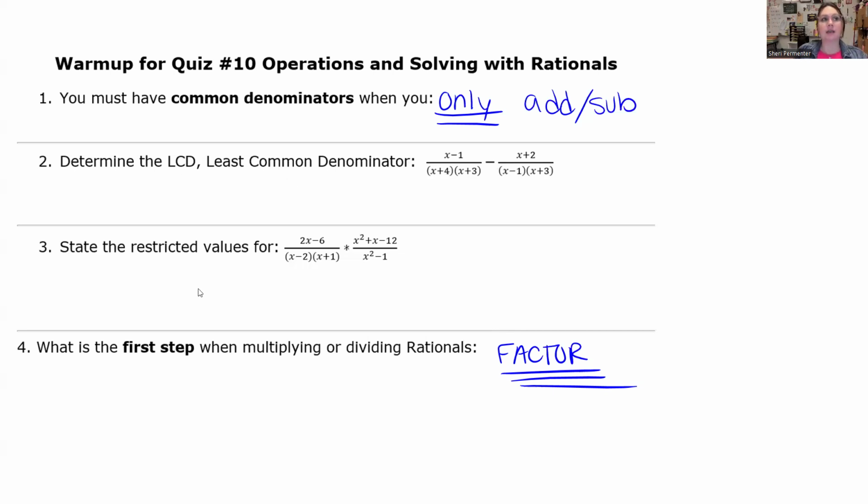Next, the LCD and the restricted values both come from the same place. They both come from denominators. So neither one of these questions is really asking you to solve anything. For the lowest common denominator, we just look at the denominators and make sure we account for everything. I see an x plus 4, an x plus 3. The x plus 3 actually repeats, so we don't have to repeat it. And then an x minus 1. The lowest common denominator is going to include all of those without repeating: x plus 4, x plus 3, x minus 1. Again, you don't repeat.